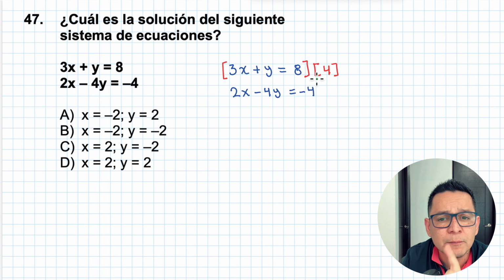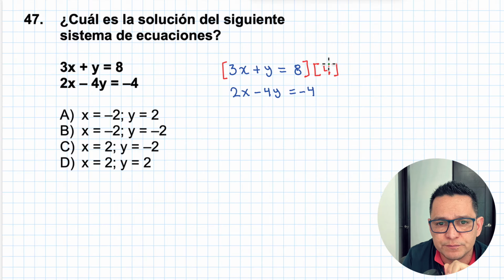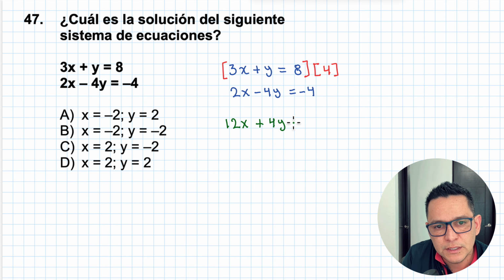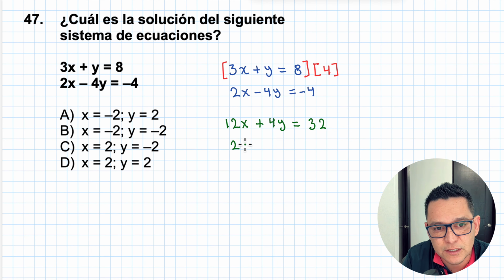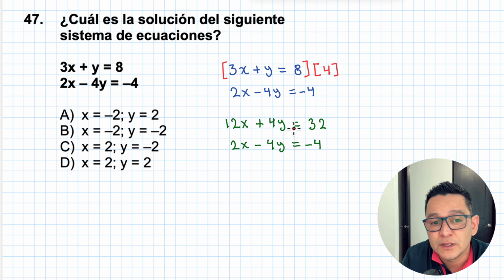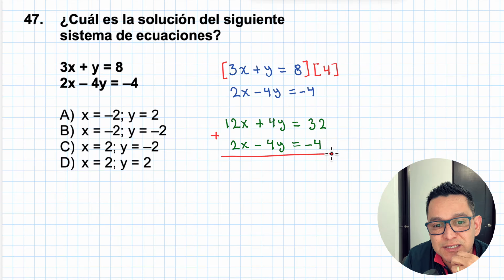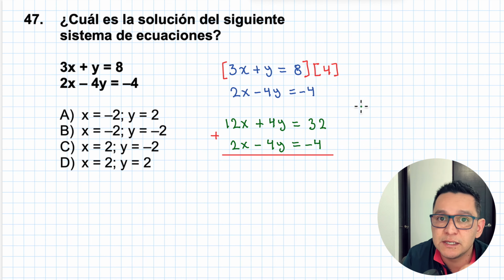Let's do it. So we multiply the first equation by 4. 4 times 3x gives me a total of 12x. I'll write it here. 12x, then 4 times y, and that's equal to 4y. And on the right side, we have 4 times 8, which is equal to 32. I'm not going to modify the other equation. I'm just going to write it as it is, which is 2x minus 4y equals negative 4. And now I want you to see that if I add the two equations, the y's will be eliminated. And now, can I solve for x?